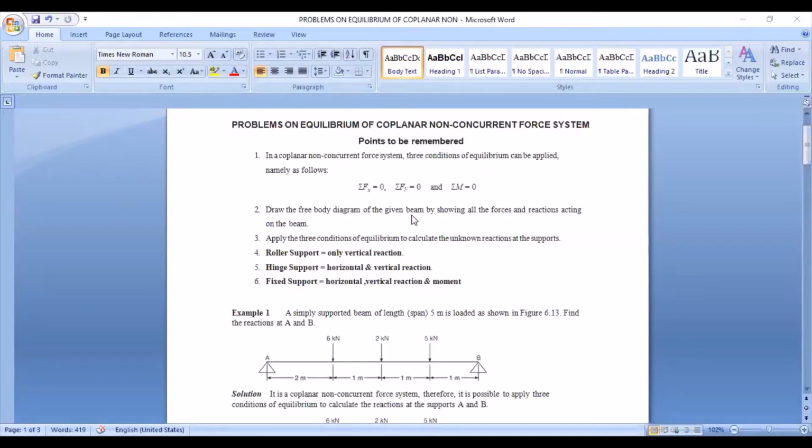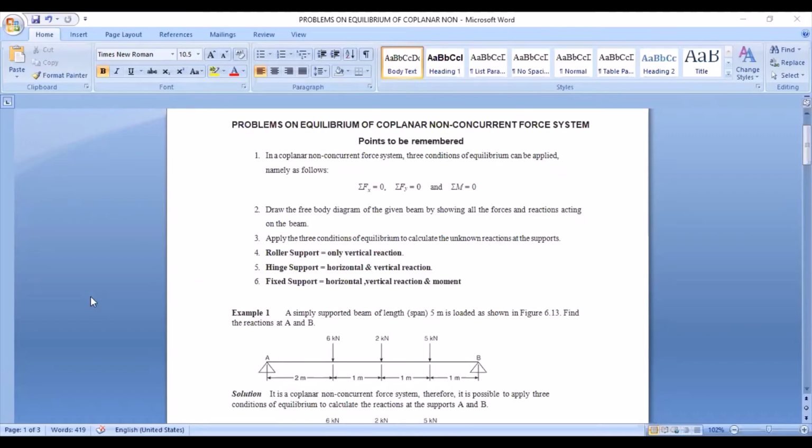Next is coming to reactions. Where are reactions formed? Reactions here are formed in the place of supports. So all the supports are to be replaced by reactions. So the free body diagram mainly consists of actions and reactions. The next step is to apply these three conditions of equilibrium in order to calculate the unknown reactions at the supports. Means you are supposed to apply these equations to calculate the unknowns. Unknowns are nothing but reactions.